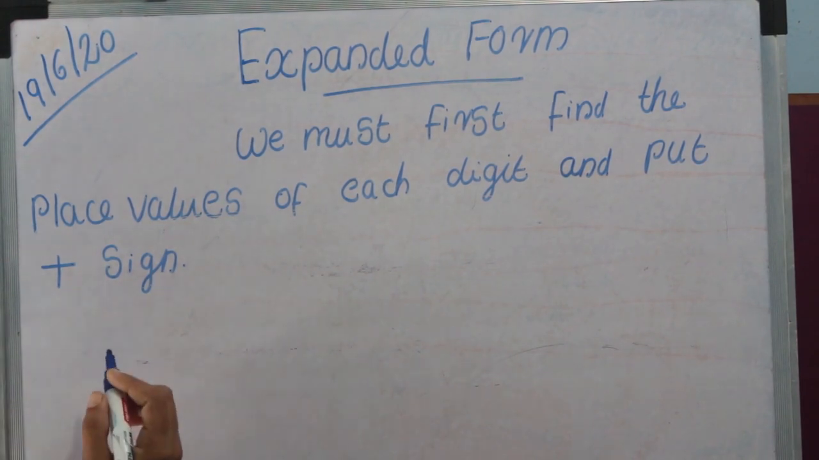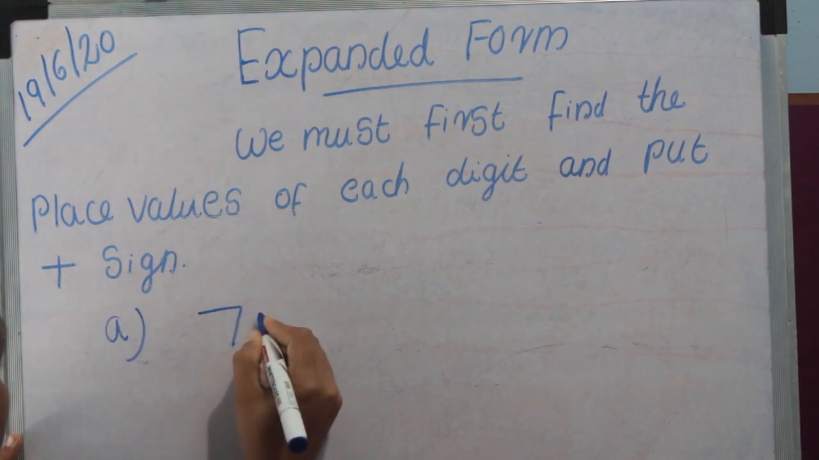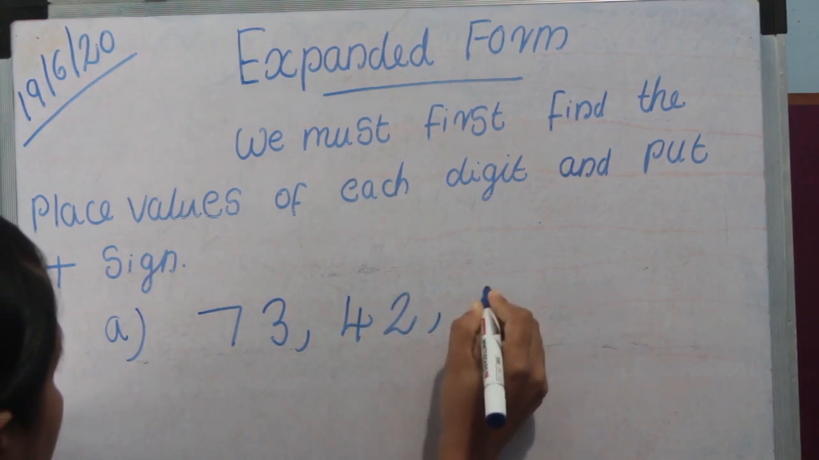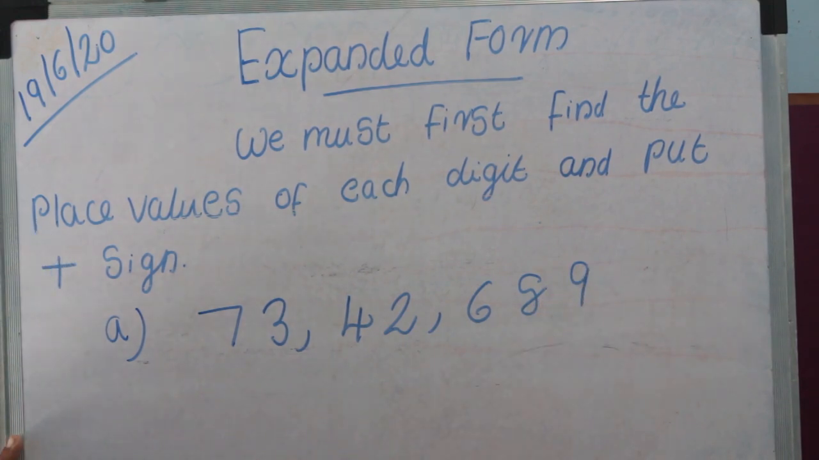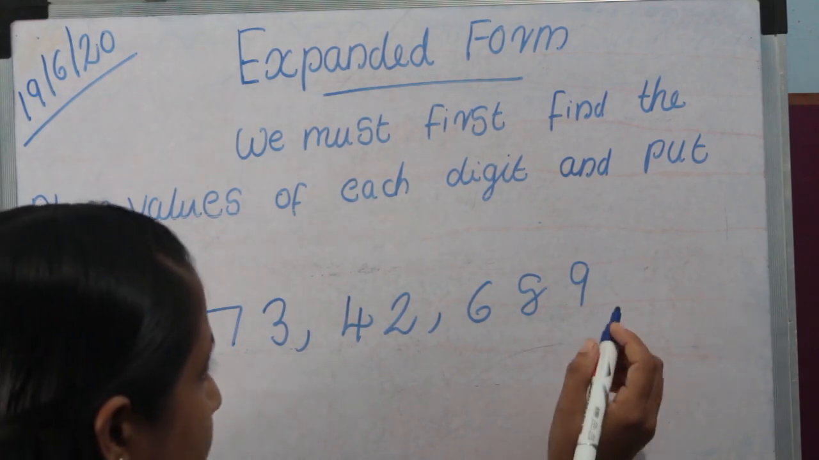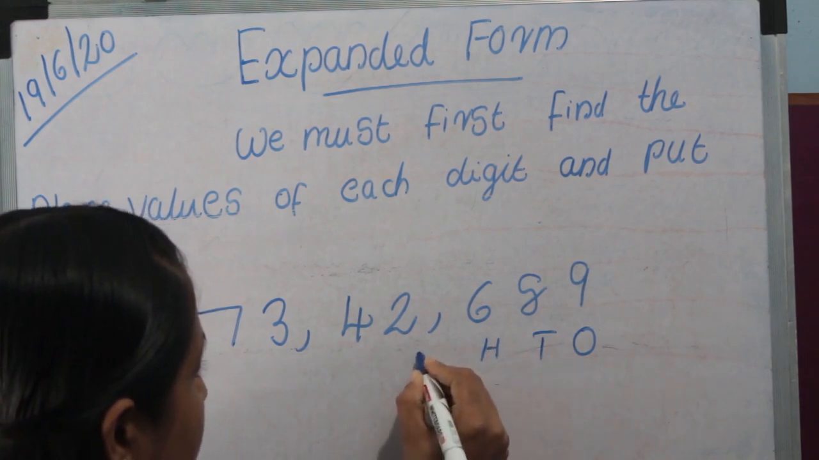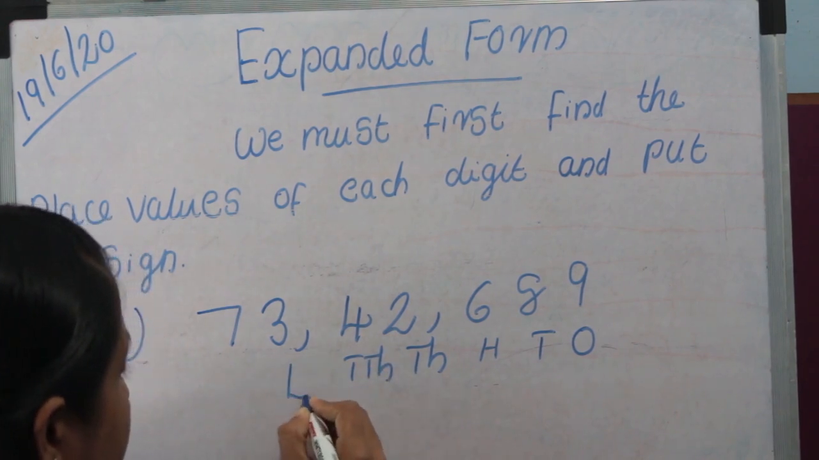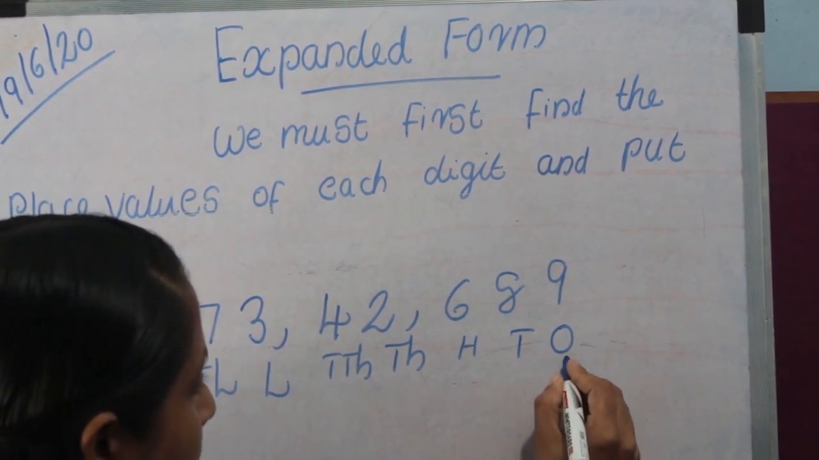Let us take the number 73,42,689. First we write the places of these digits, that is ones, tens, hundred, thousand, 10,000, lakh, 10 lakh. Next we write the place values of each digit.